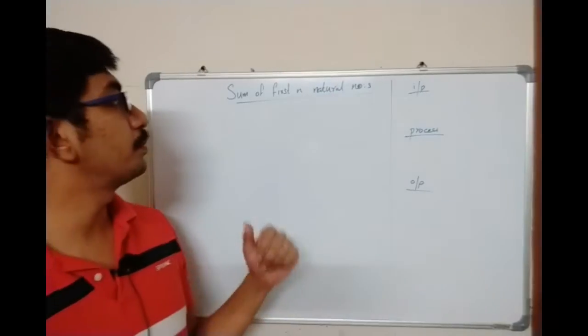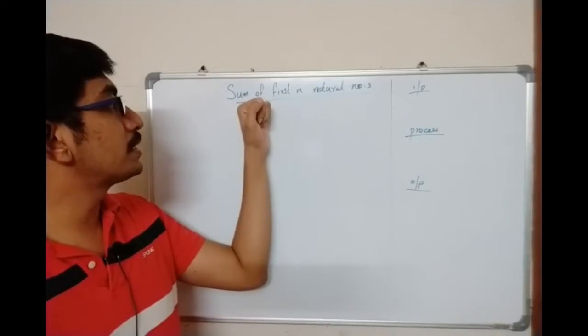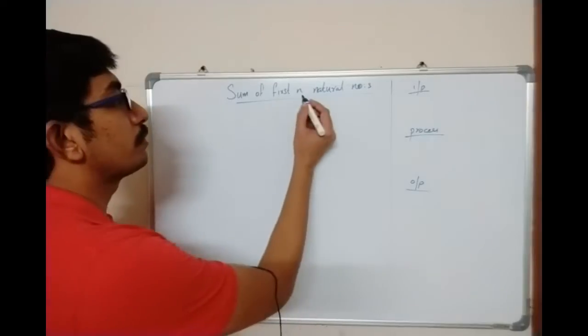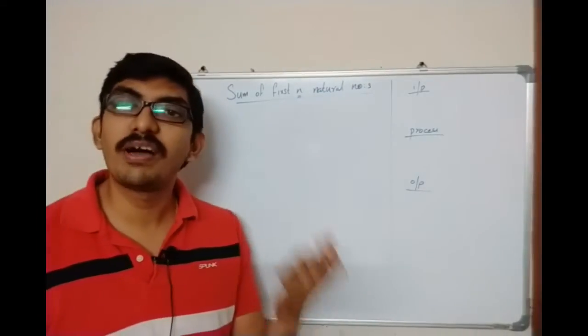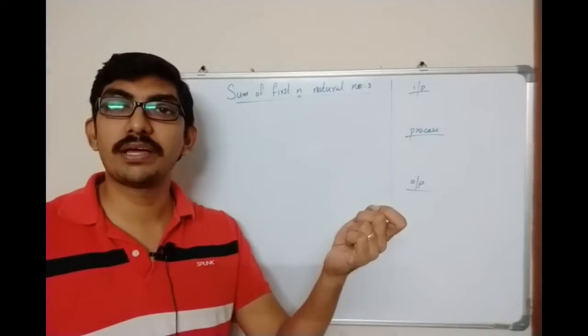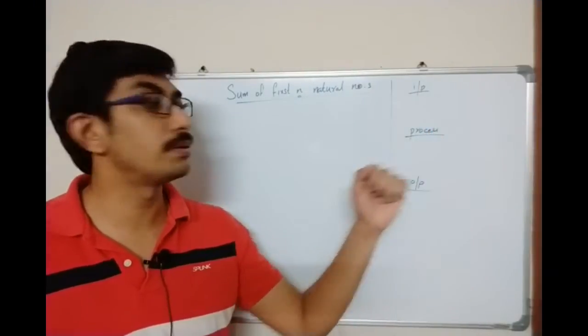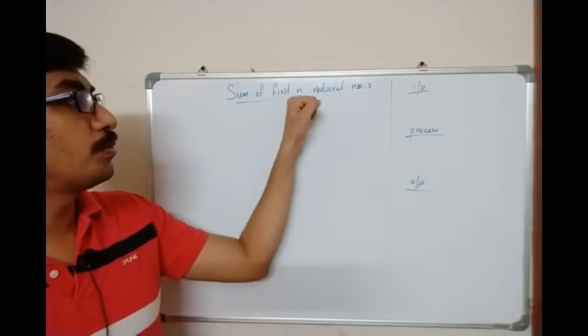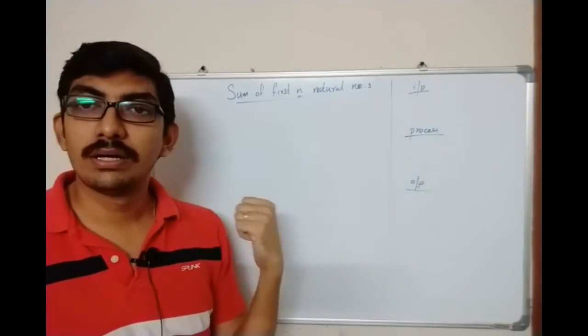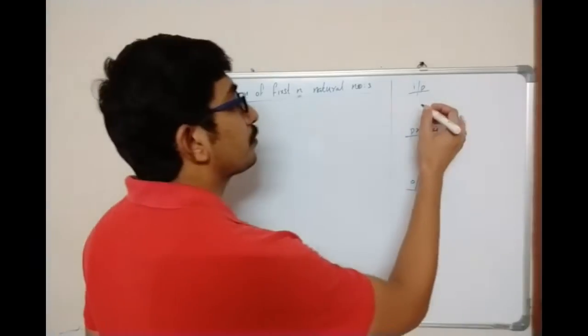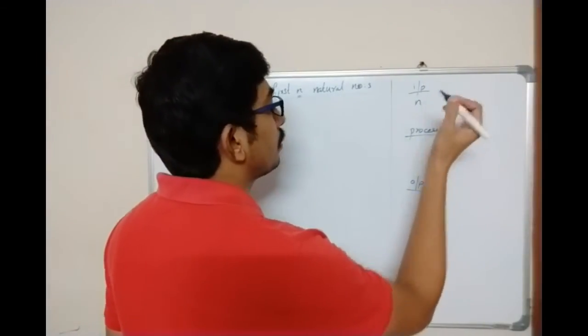So what will be the input? You have to display the sum of first n natural numbers. We have to know the value of n. Suppose it is 5, the result will be 1 plus 2 plus 3 plus 4 plus 5, the first 5 natural numbers. So now you know what input we have to get from the user. That is n, which is a number.